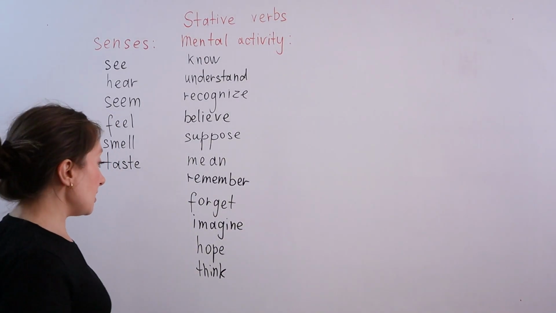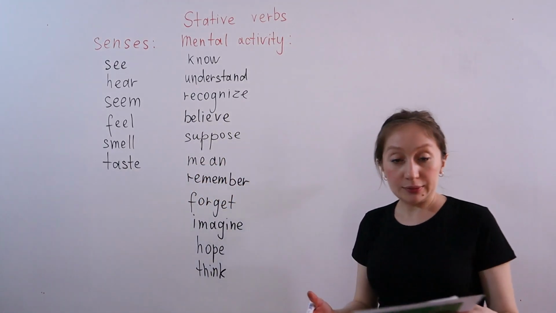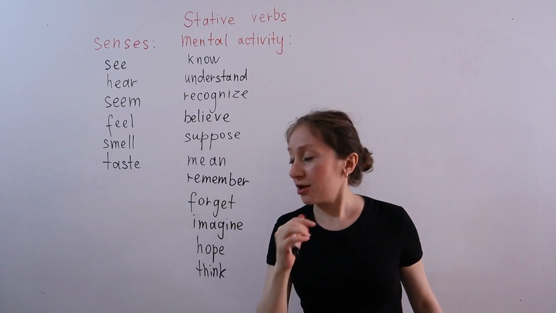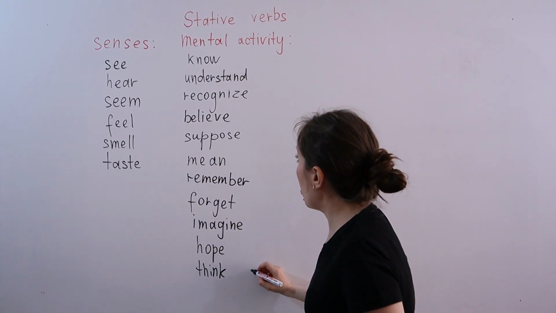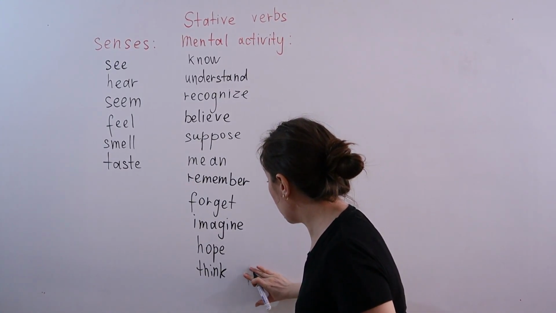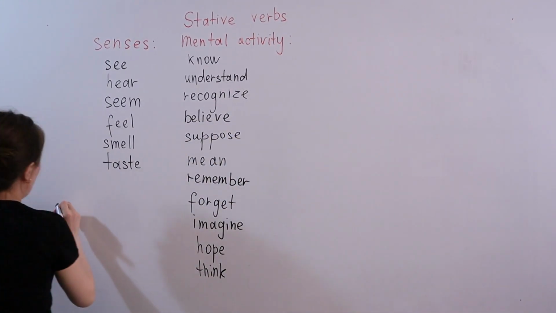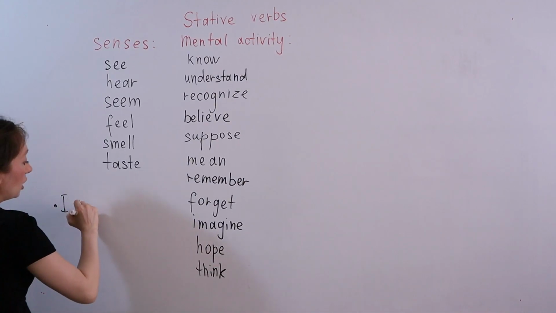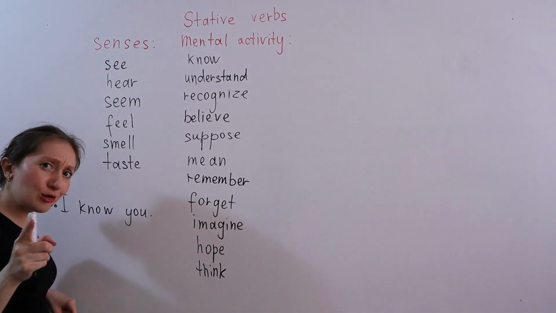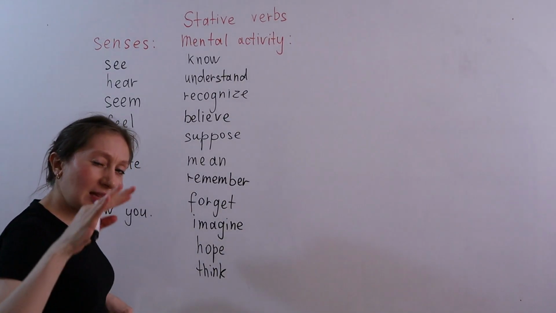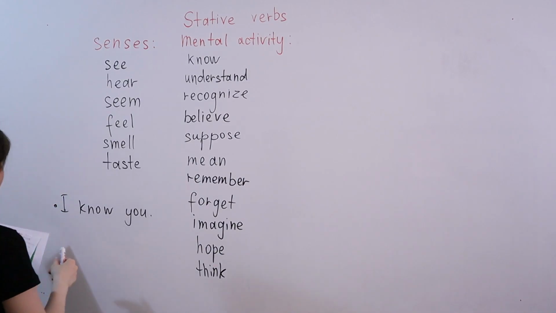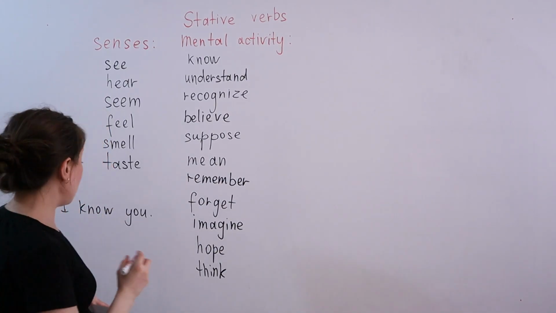The easy example is, I know you. Do you know me? You know me. Right? So, let me write it here. I know you. Do you know me? Right? Like present simple, but still it's the present moment. Right? Next one. I understand you.